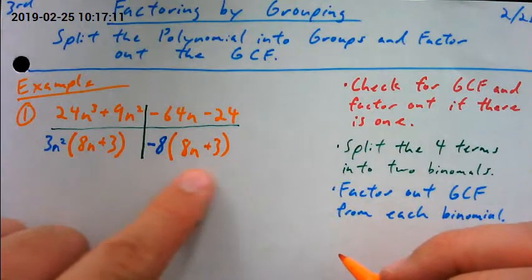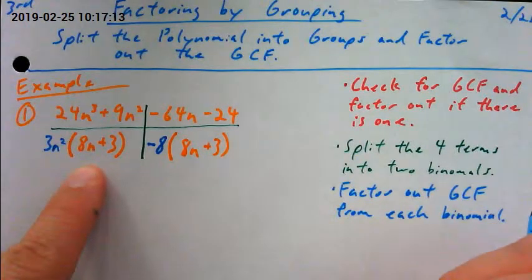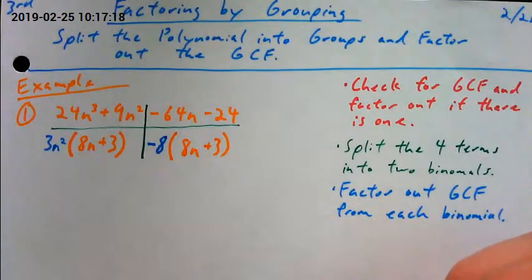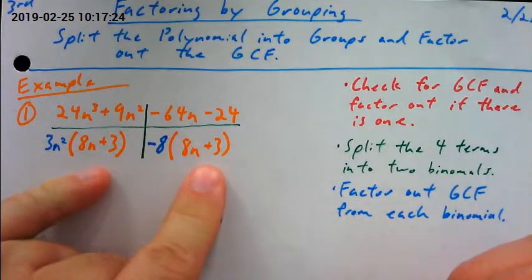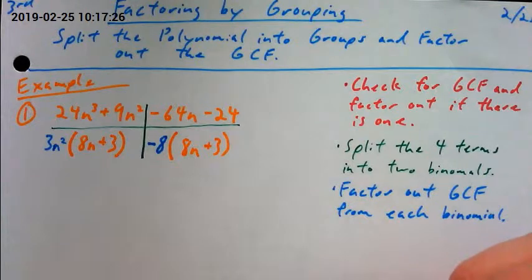Notice, this parenthesis we just wrote is the same exact thing as the parenthesis over here. At this point, the two parentheses should be exactly the same. If you're told to do factoring by grouping, and you come to this step and they're not the same, something's wrong. Go back, check your work.